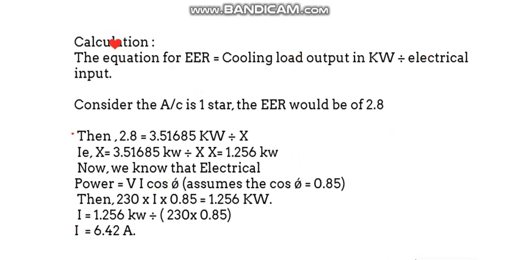Then, 230 x I x 0.85 is equal to 1.256 kW. I equals 1.256 kilowatts divided by 230 x 0.85, which equals 6.42 A.